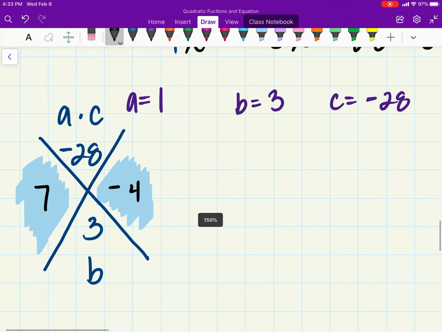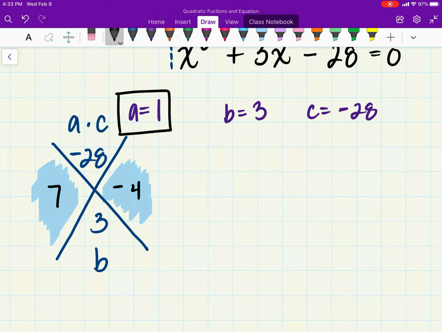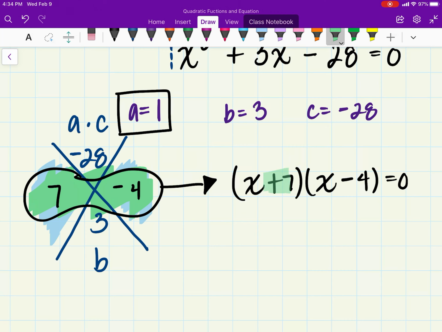Now, once you have your factors here, you want to go ahead and check what your value for A is. If A in this case is equal to a 1, then you're pretty much done with factoring here, and you could actually write your binomials. So I'm going to go ahead and do that here. My binomials in this case are going to be x plus a 7 and x minus a 4. Once again, the 7 and the negative 4 are the ones that we just got on this side here.